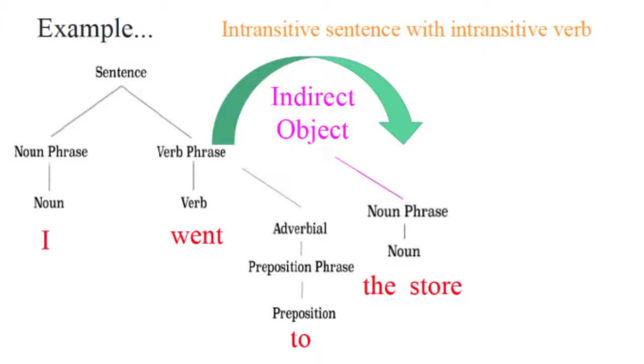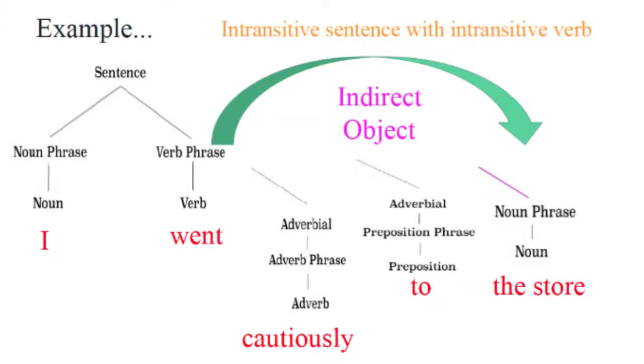In the center is to, and that's what makes the sentence an intransitive sentence and makes the object an indirect object. We also have another indirect object because cautiously is an adverbial adverb phrase, adverb, to adverbial preposition phrase, preposition, and then the store. See the huge gap between went and the store.